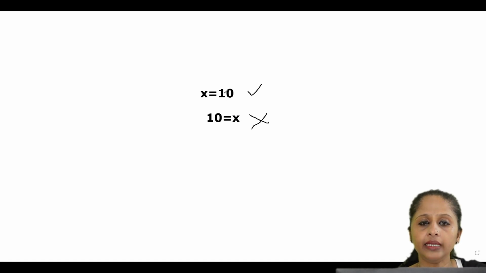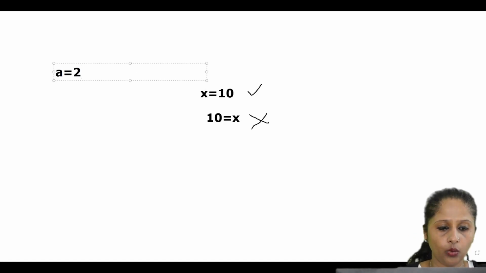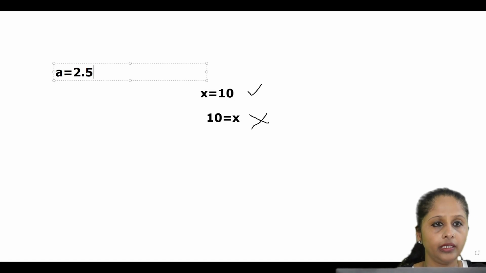Here assignment means 10 is assigned to x. That is, the value 10 is assigned to x. So that is the assignment operator, and any type of value can be written there. That is x is equal to 10. Now I have written an integer literal here. In the same way, a equal to 2.5. Here I am writing a floating type value, a decimal value, and I am assigning it to the variable a.